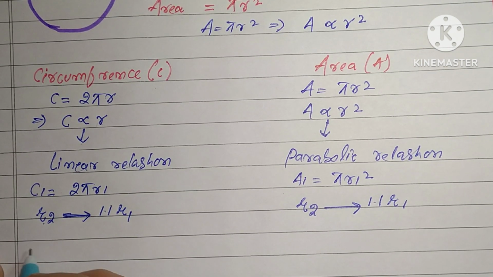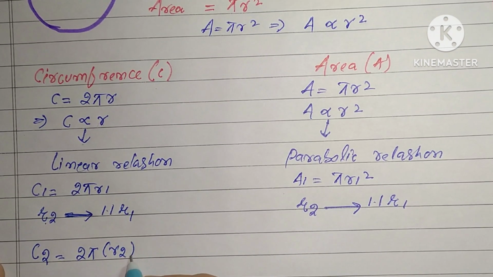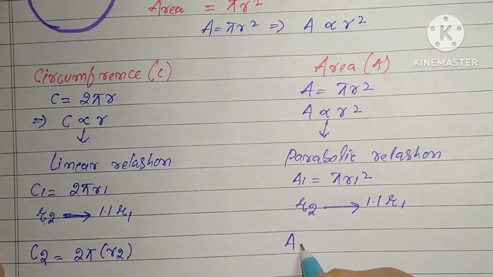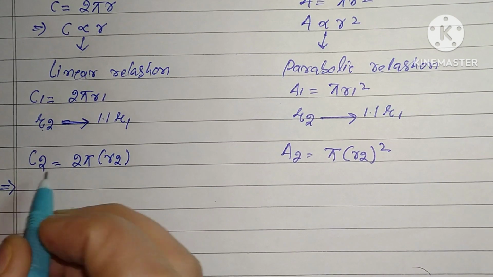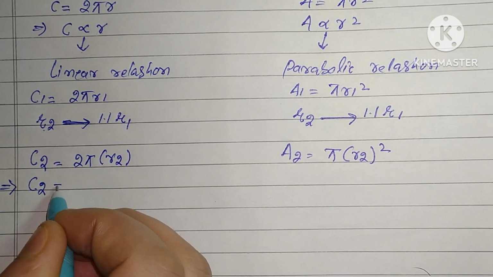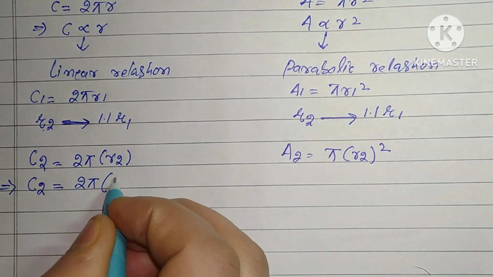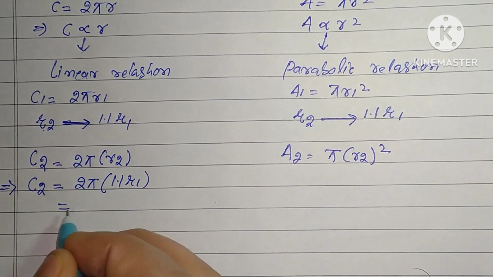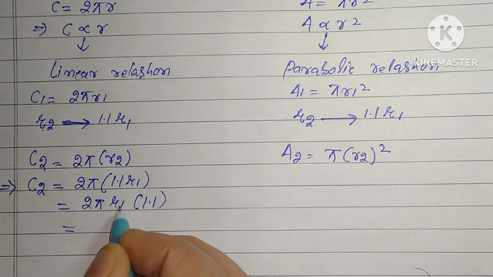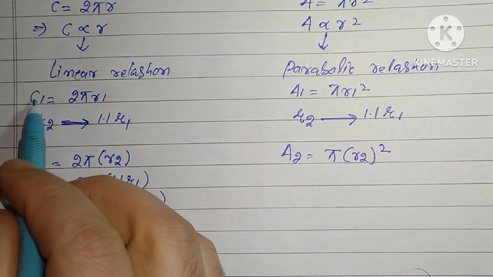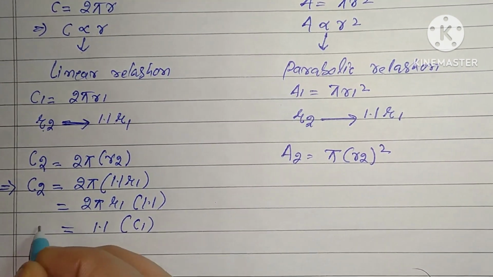Now the new circumference will be 2 pi r2 and the new area will be pi r2 square. The new circumference is 2 pi r2. R2 is what? 10% more than r1, 1.1 times r1, which gives 2 pi r1 into 1.1. What is 2 pi r1? It is the original circumference. Therefore it will be 1.1 times the original circumference.